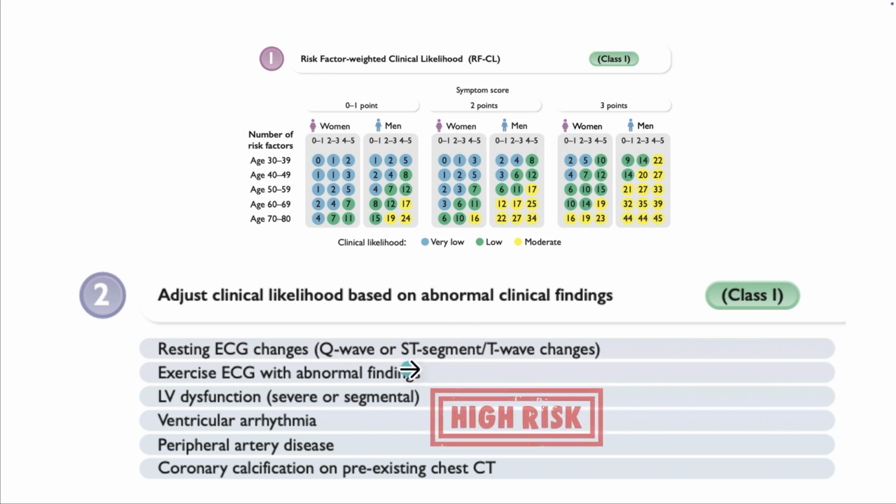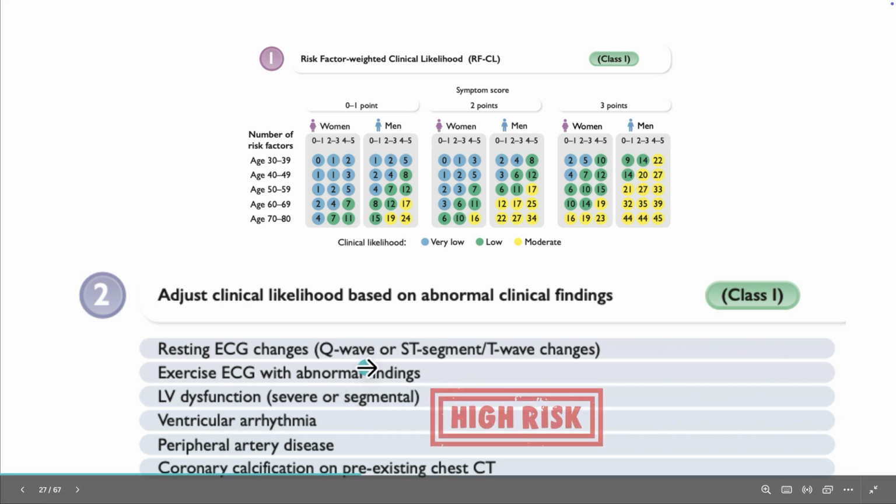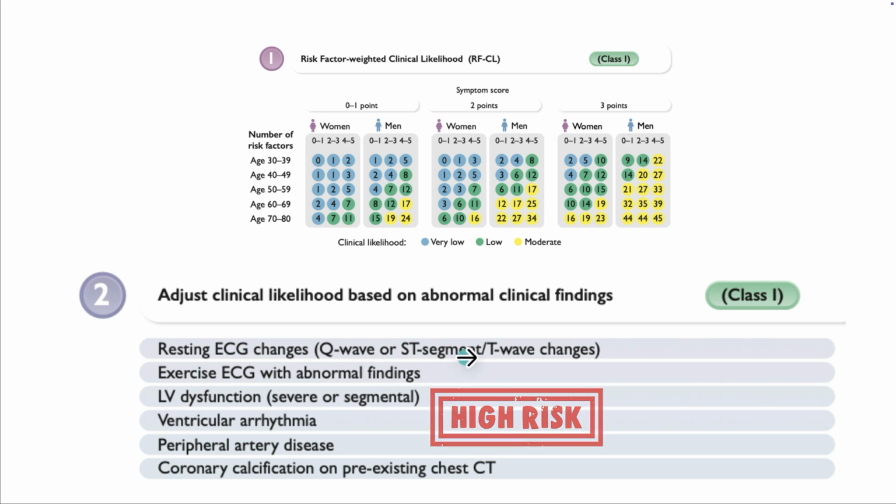CT score. So if we have ECG changes, or an exercise ECG with abnormal findings, or MV dysfunction, or arrhythmia, or peripheral arterial disease, or coronary calcification, then we can move patients from one risk category into the higher risk category, and from moderate risk into high risk or very high risk.